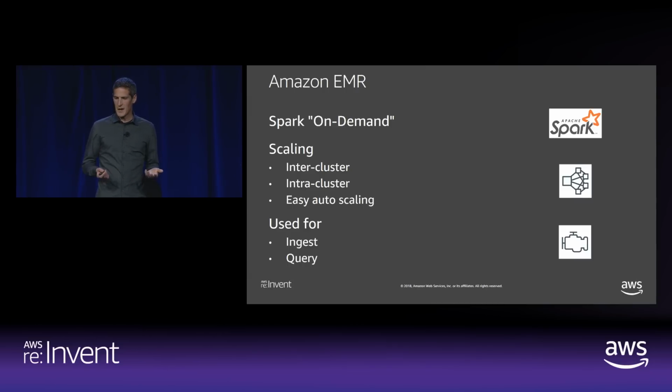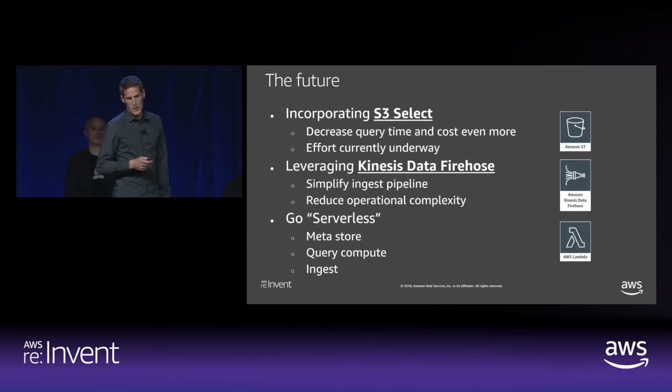When we first decided to build this system, we mentioned that we wanted to use Spark to DevOps, and DevOps said, well, we don't know how to operate Spark, so this is not a good idea. We just leave that up to AWS. EMR does a huge portion of that work for us. It gives us essentially Spark on demand. It enables easy auto scaling of both our ingest and query clusters, and it makes it simple for us.